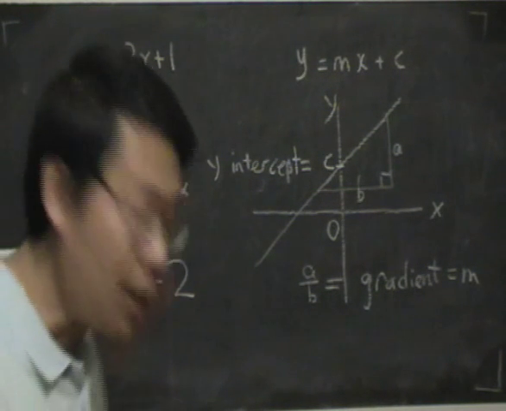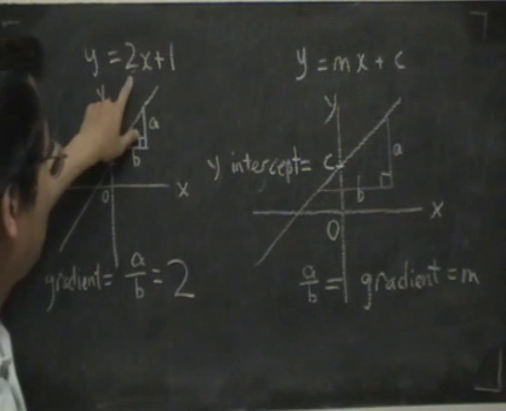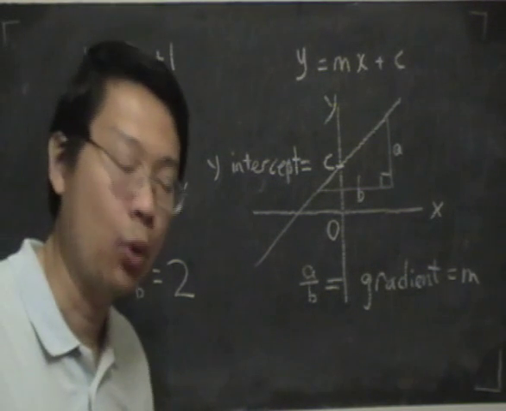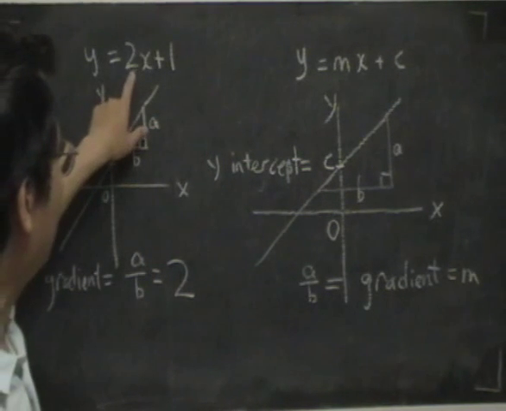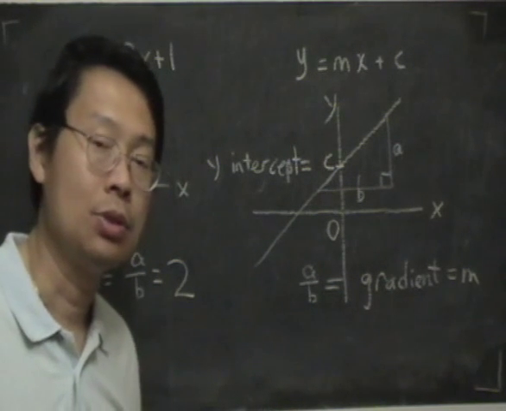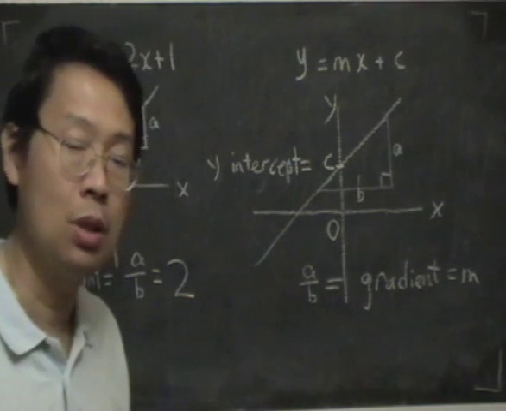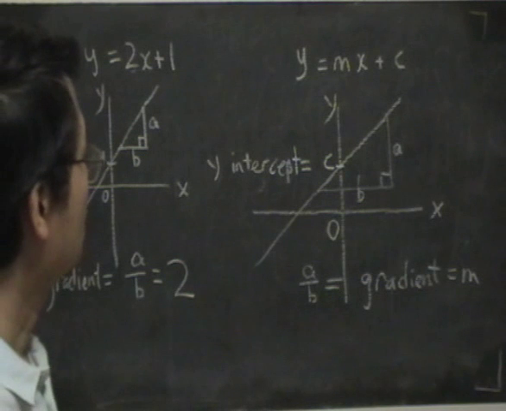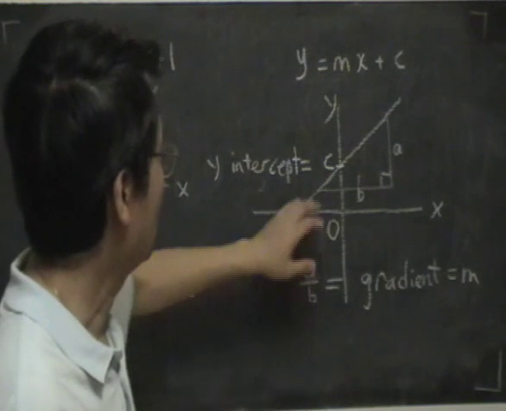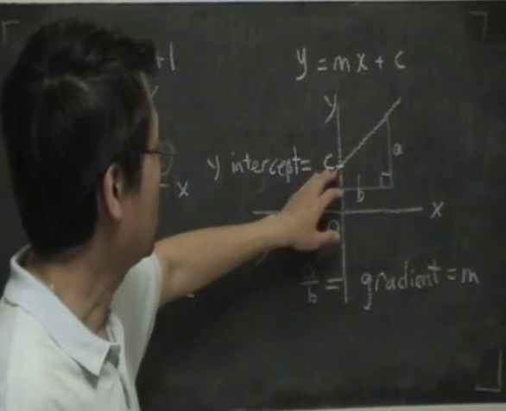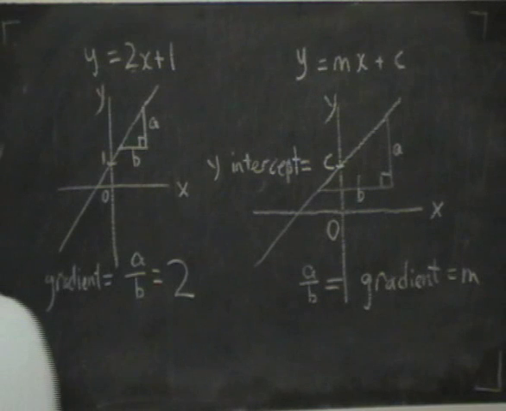Now, so far I've looked at a very simple example like that, where we have two numbers there, the 2 and the 1. What if I have negative numbers? So instead of 2, what if I have minus 2 or minus 1? What would the graph look like? And does this idea still work, that c is the y-intercept and m is the gradient? So let's check that out.